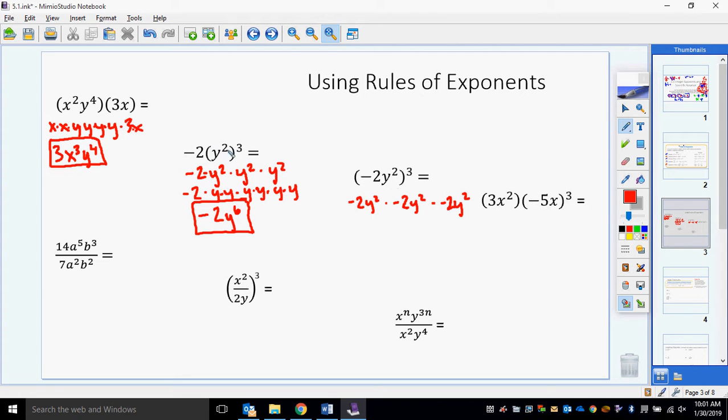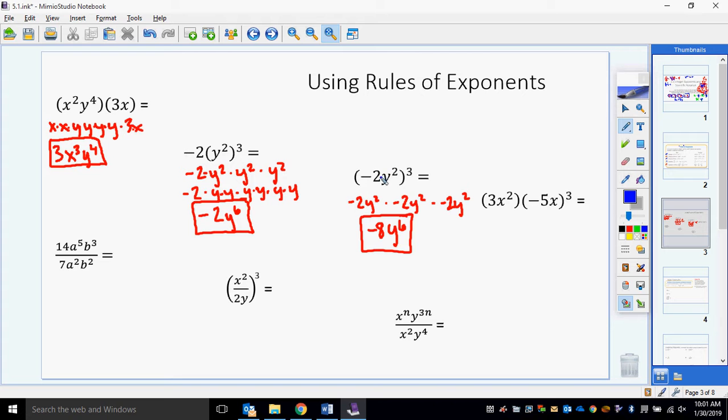Okay, and here I was only taking the y squared 3 times and the negative 2 is out in front. So I have y times y times y times y times y times y, so that's 6 y's being multiplied. A negative 2 times a negative 2 would be a positive 4 times another negative 2, so that would be a negative 8. So the parentheses cause a different answer, right?